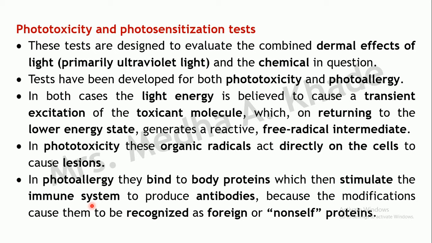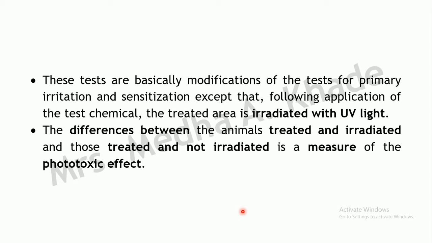So there are two types of outcomes. If it is phototoxic, it will directly bind to the cells and start producing lesions. Whereas if it is a photoallergic substance, it will bind to the body proteins and stimulate the immune system to produce antibodies. It acts as an antigen because the body identifies this complex as non-self or a foreign substance. Antibodies are generated and allergic, that is sensitization, reactions are precipitated.